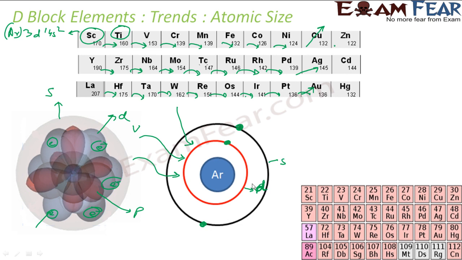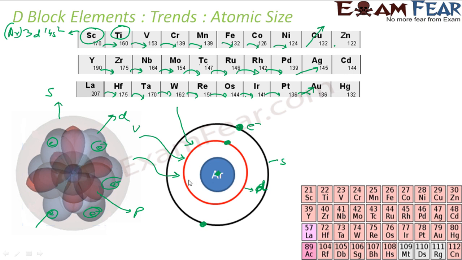We know that d orbital has poor shielding effect. So initially, if you add one or two electrons, the shielding effect won't increase that much, right? But as you keep on adding these electrons, the shielding effect will increase. And thus, after some time, the shielding effect increases, and then this electron does not experience much charge from the nucleus, and thus it goes away and the atomic size increases.